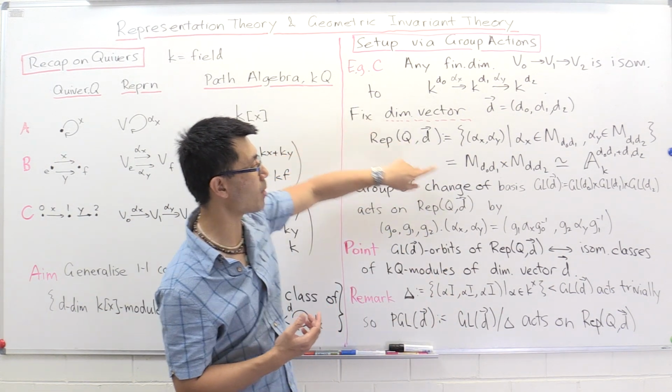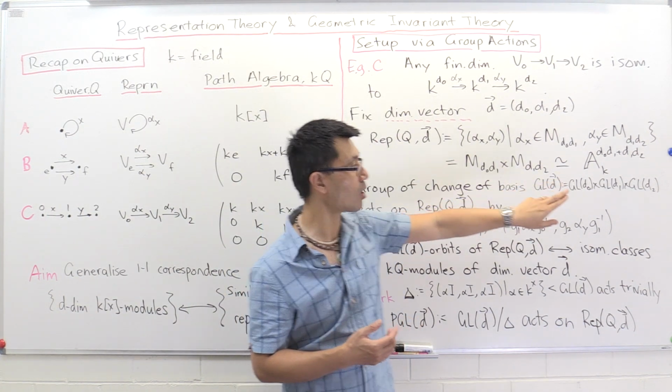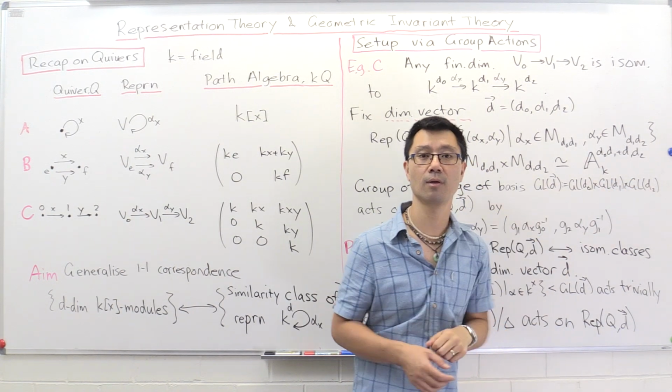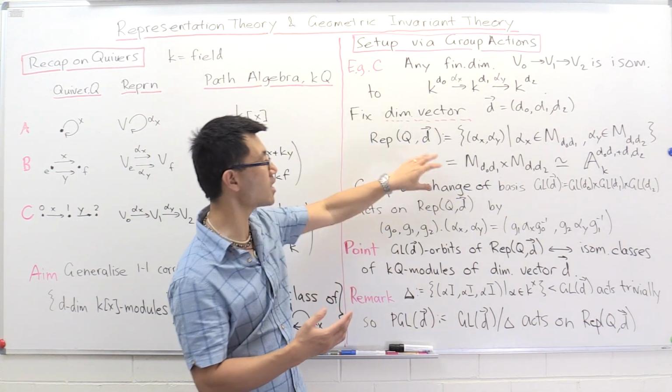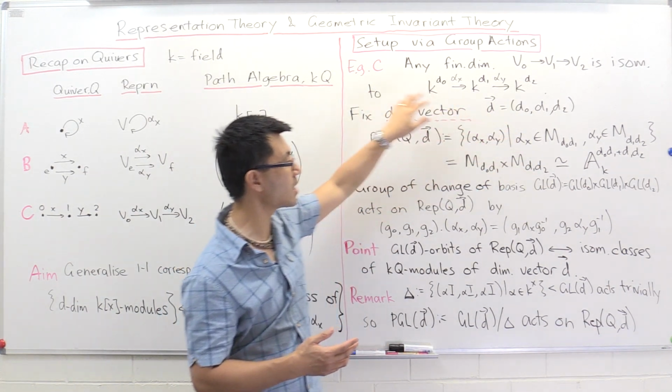Okay, so the group of change of bases is the following. We'll write it as GL_D vector. So it's just the product of GL_D0, GL_D1, and GL_D2. Okay, so the point is that this will actually act on this space here. And let's see how that works.